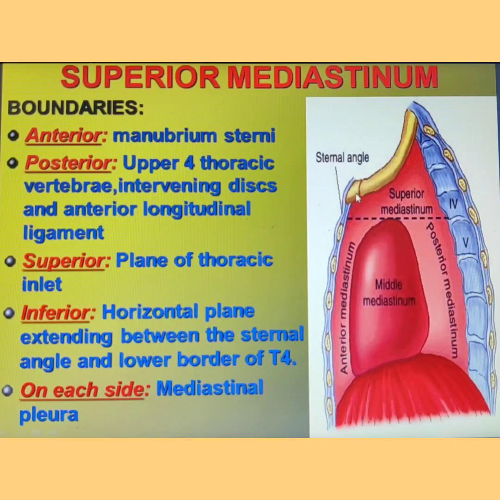So anteriorly, the superior mediastinum is bounded by the manubrium sterni. Posteriorly, it is bounded by the upper four thoracic vertebrae and intervening intervertebral discs, and also there is an attachment of the anterior longitudinal ligament. Superiorly, it is bounded by the plane of the thoracic inlet, and inferiorly by a horizontal plane passing between the sternal angle and the lower border of T4. On each side, it is bounded by the mediastinal pleura. So these are the boundaries of the superior mediastinum.